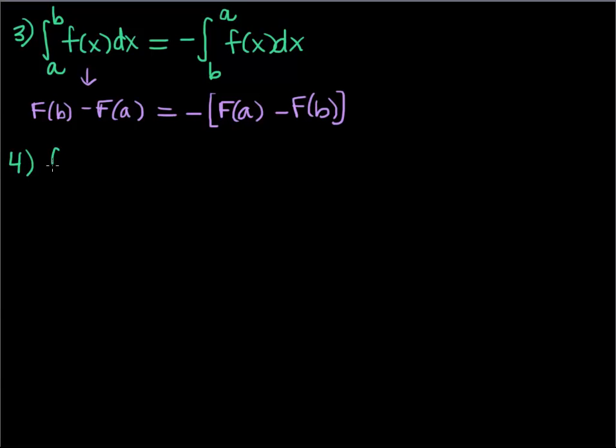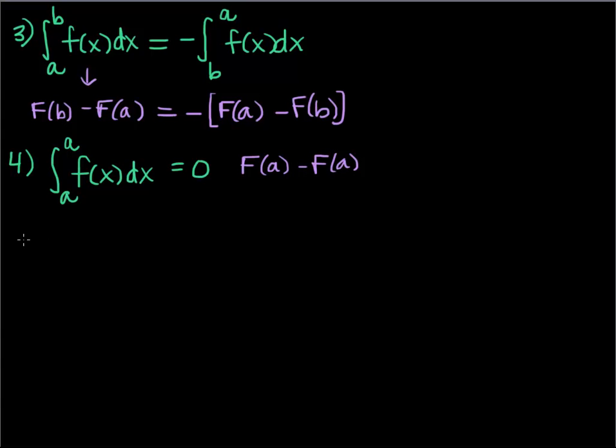So for number 4, the fourth property: if I take the integral from a to a of f of x dx, that's just 0. Think about net change. If this is asking what the net change of my account is, and I have $1,000 in my checking account and it stays at $1,000, what is my net change? Well, it's 0. Maybe that's good or bad. I didn't spend any money, but I didn't get any money either. That's an easy one to prove because this would just be F of a minus F of a, right? That's what my limits of integration are.